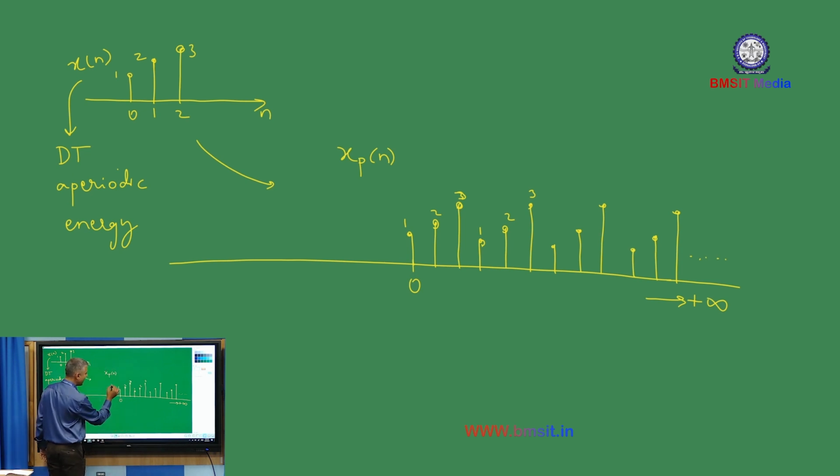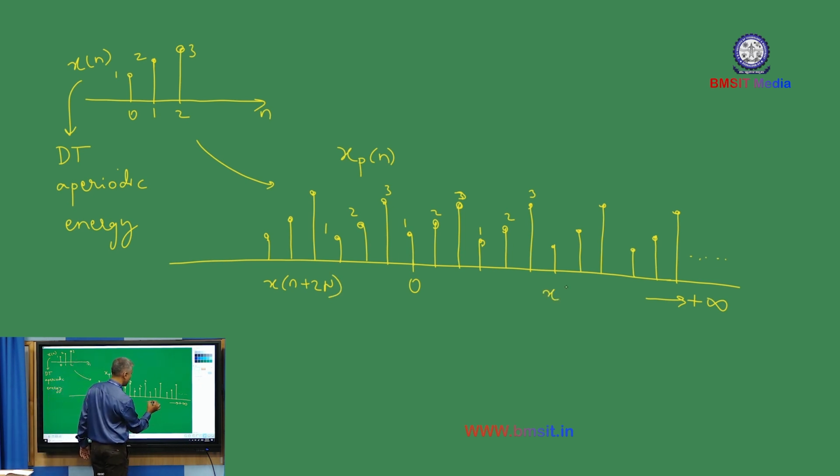And on the other side, I get x of n plus N. X of n plus N means x of n advanced by a time unit of capital N. Similarly, this is nothing but x of n plus 2N, and x of n minus 2N, and so on.